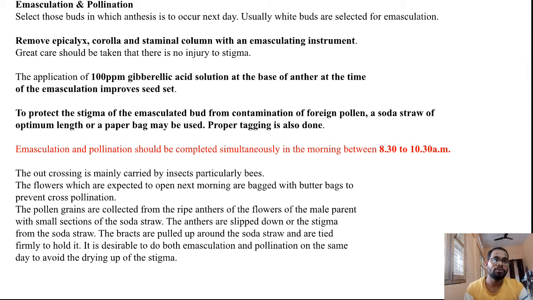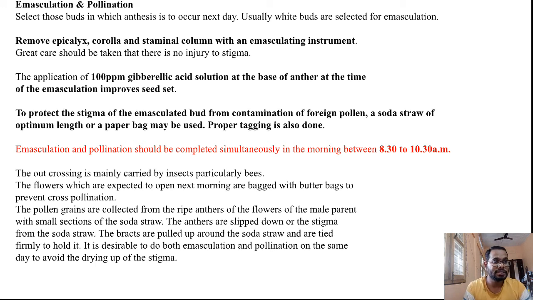After that, what do you have to do? You have to choose a male flower, the one from which you want to take pollen. So you have to choose a desirable male plant where the pollen is sufficiently and abundantly present. You take the pollen and dust it over the emasculated flower, or over the surface of the stigma. Then pollination will be completed.